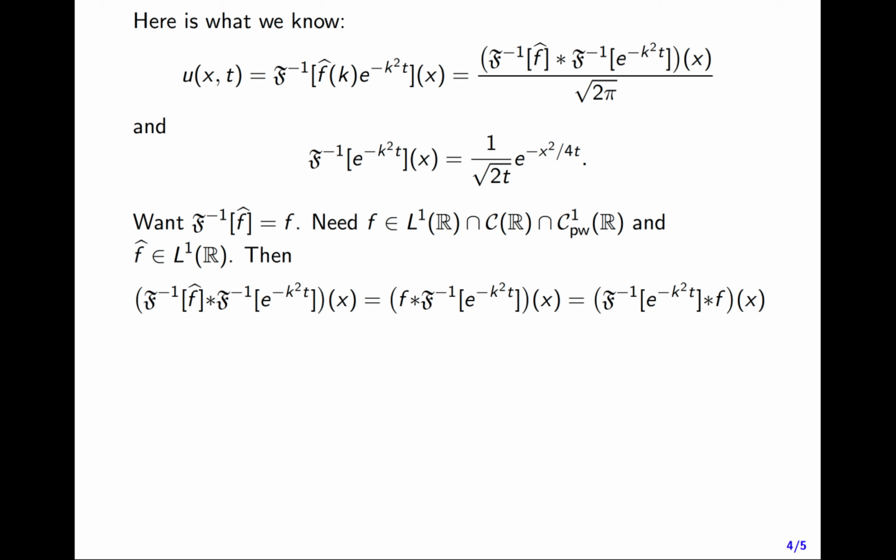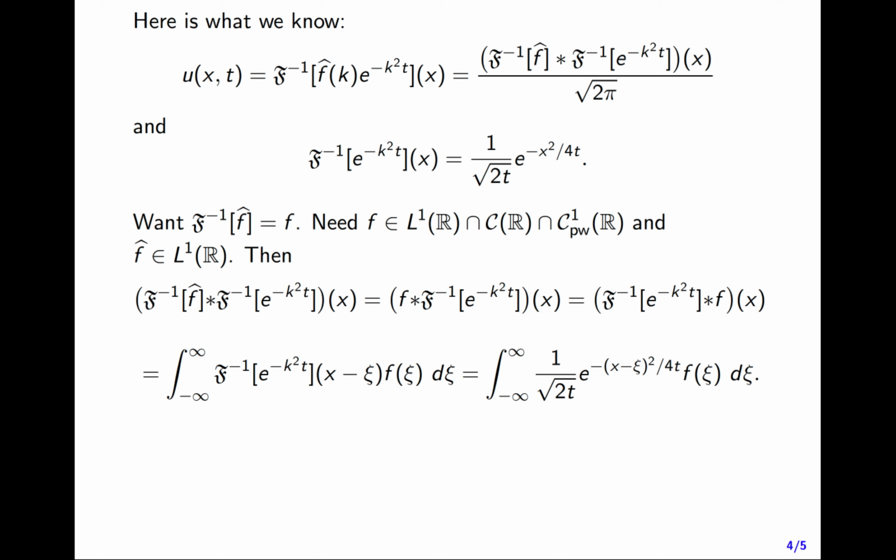And because convolution is commutative, I could just write that as the inverse Fourier transform of e to the minus k squared t convolved with f. And if I go into the definition of the convolution, that's the integral from minus infinity to infinity of the inverse Fourier transform of e to the minus k squared t at x minus xc times f of xc, where I'm integrating with respect to xc.